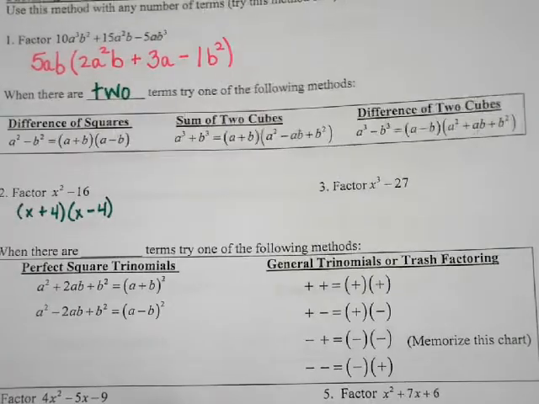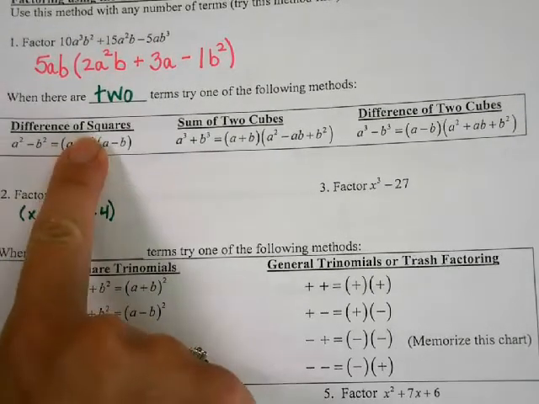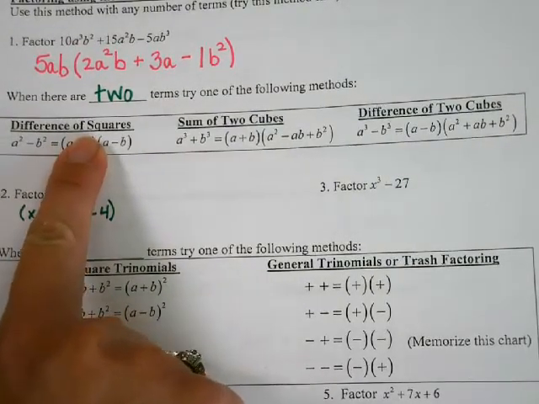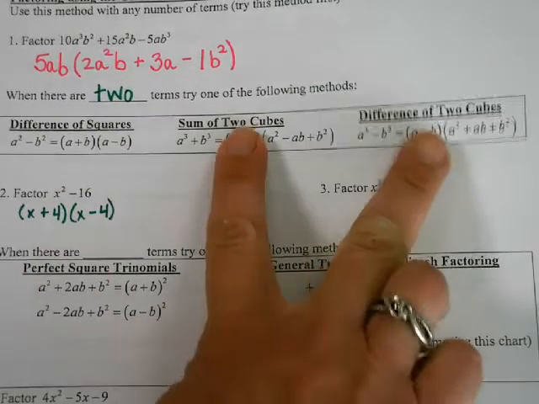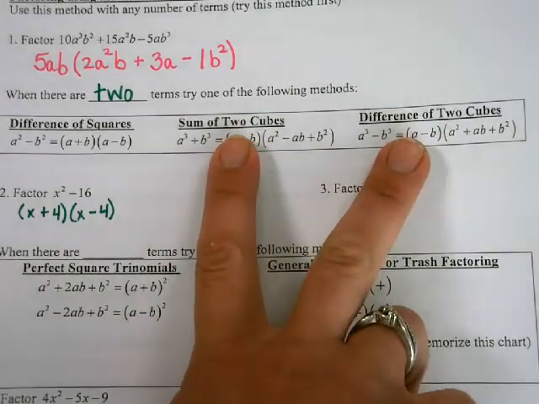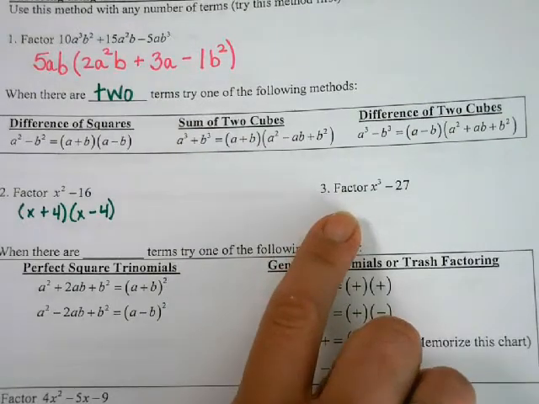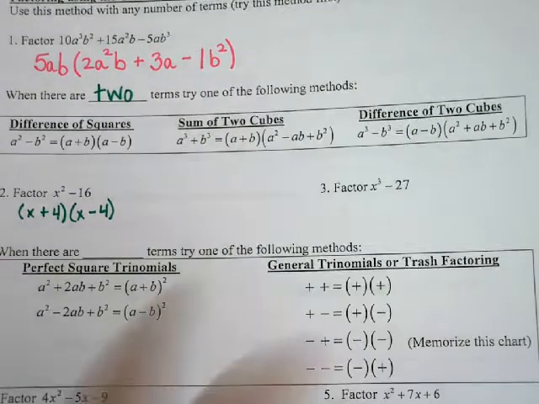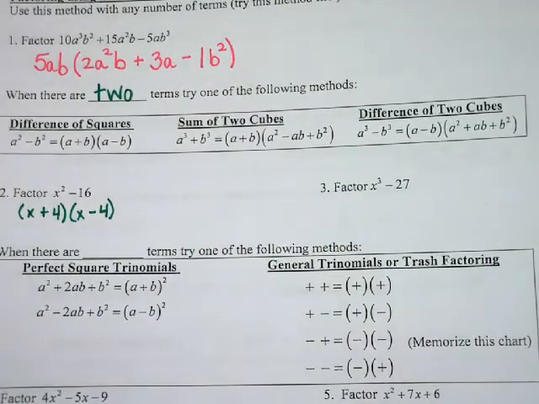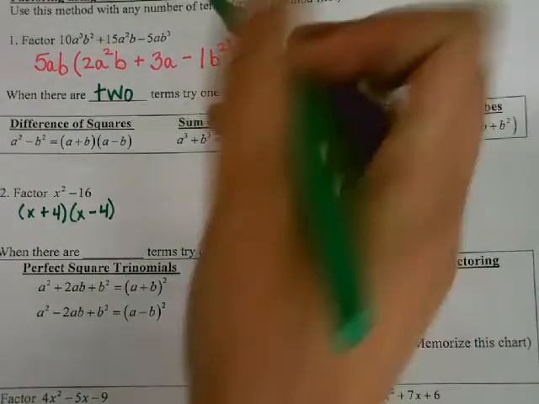So we talked about the difference of squares. And as we talked about, there's no sum of squares. However, there is a sum and difference of cubes. These ones you've probably never seen before. You just have to memorize the formula for these. Okay? I'm going to draw a little squiggly.